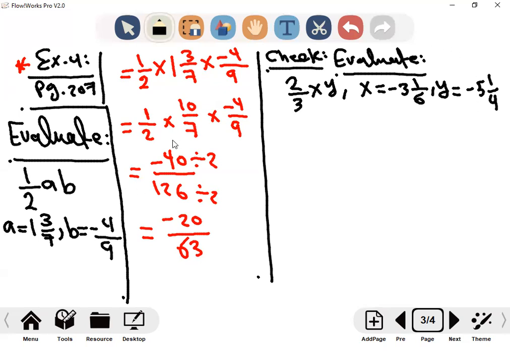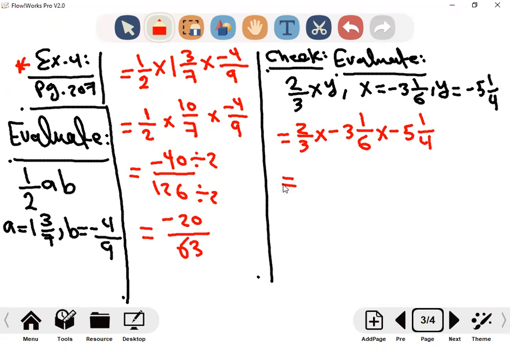So first step, like what we did here, we replace the variables x and y by their values, then we calculate. So this is equal to 2 over 3 multiply x, this is x and this is multiply, right? Yalla, 2 over 3 multiply x which is negative 3 and 1 over 6 multiply y which is negative 5 and 1 over 4.